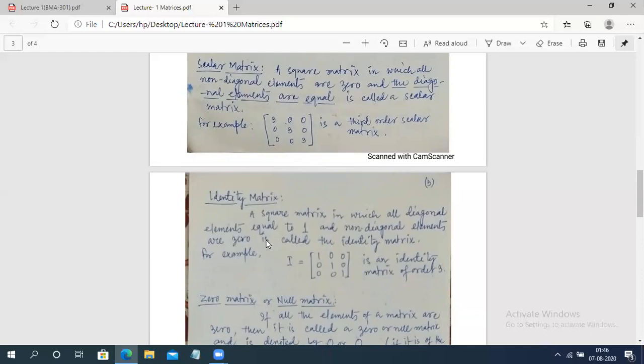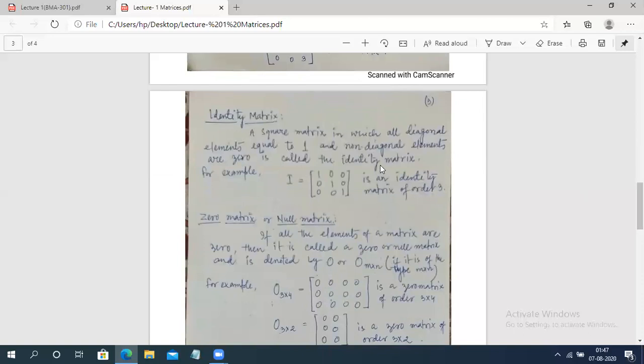Now identity matrix is a special case of scalar matrix in which all these diagonal elements will be the same and equal to 1 and non-diagonal elements will be 0. So this is called the identity matrix. Identity matrix again will be a square matrix because all the diagonal elements will be 1 and all non-diagonal elements will be 0. So this is an identity matrix of order 3.